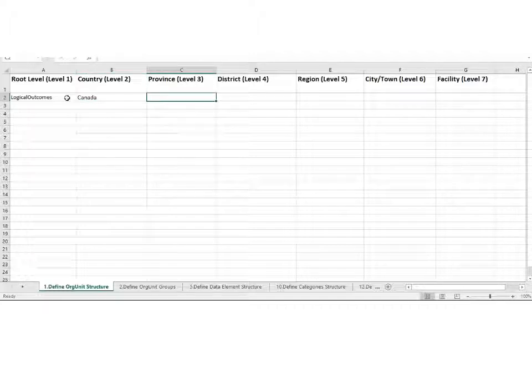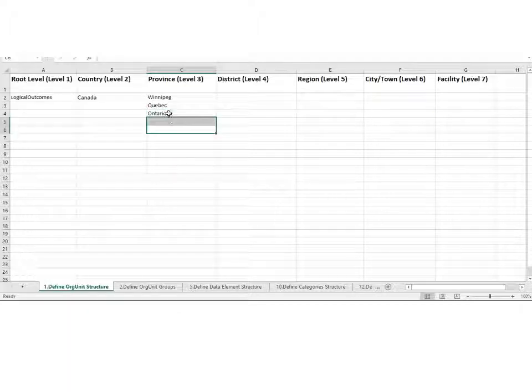So the root level is, if you can imagine, the roots of a tree. This is where everything begins, where everything stems from. In our case, our root level is Logical Outcomes. That's our organization. The country is Canada because that's where we operate from. Level 3, province. Now this could be a different kind of disaggregation for you. In our case, we have provinces and territories. For this case, I'm just going to name a few here for us. Quebec and Ontario, that's where we are.